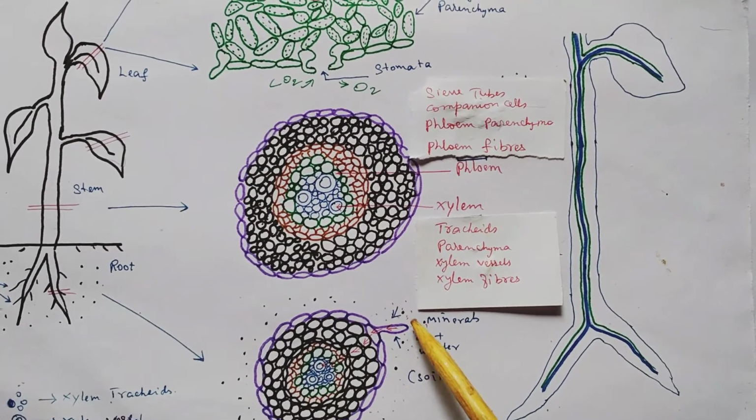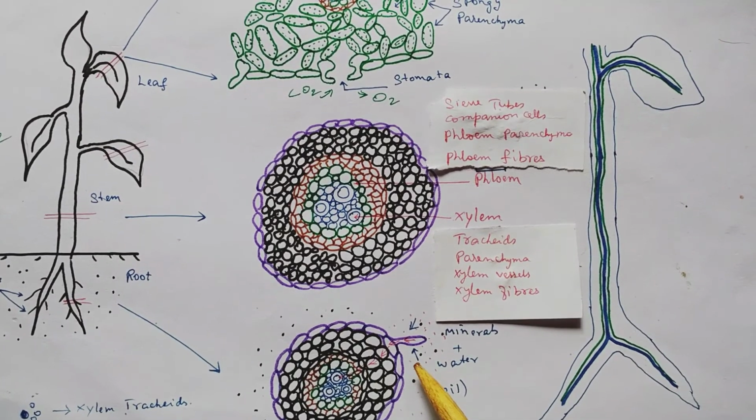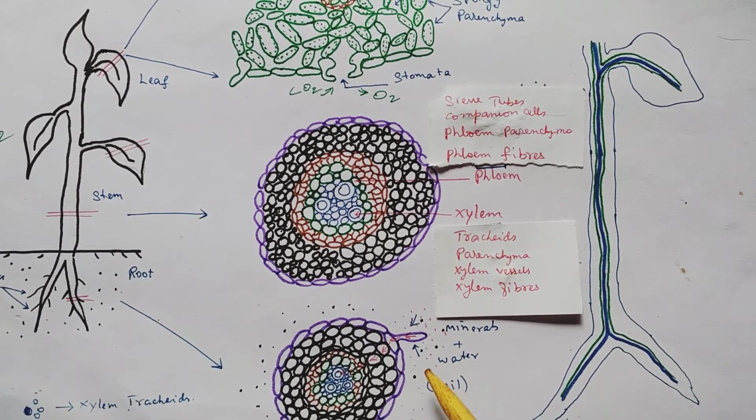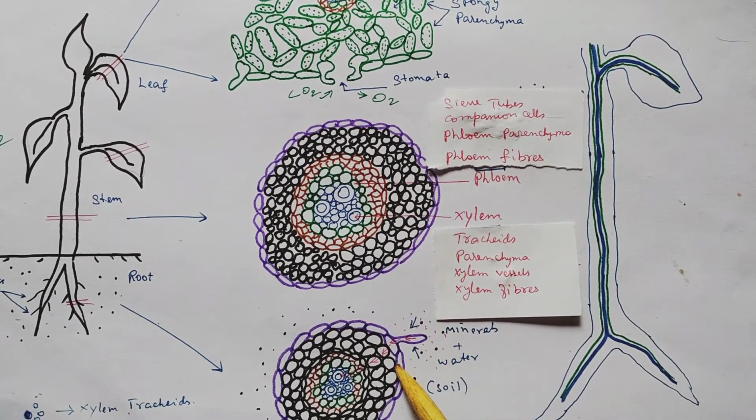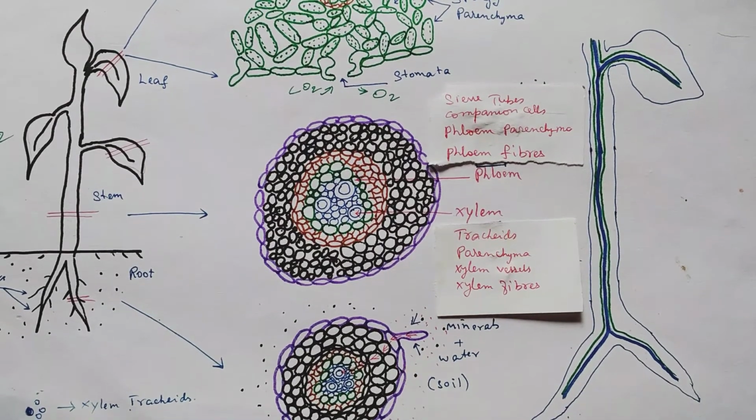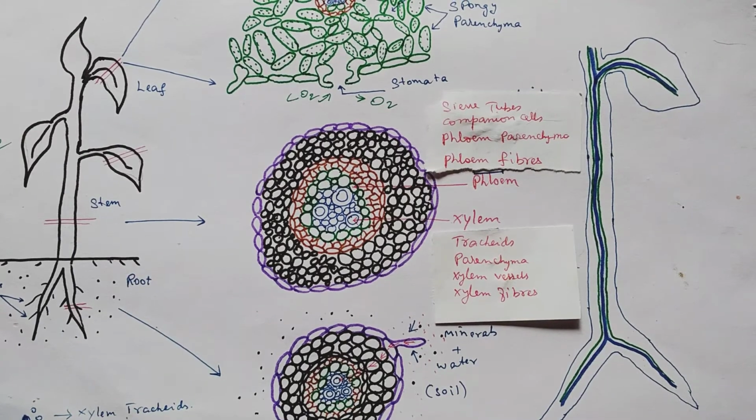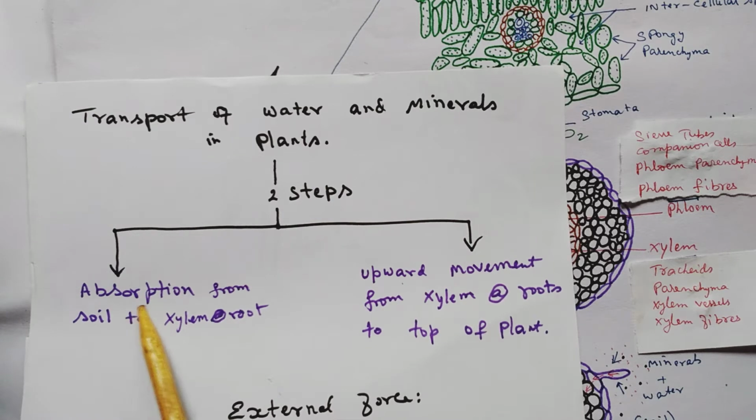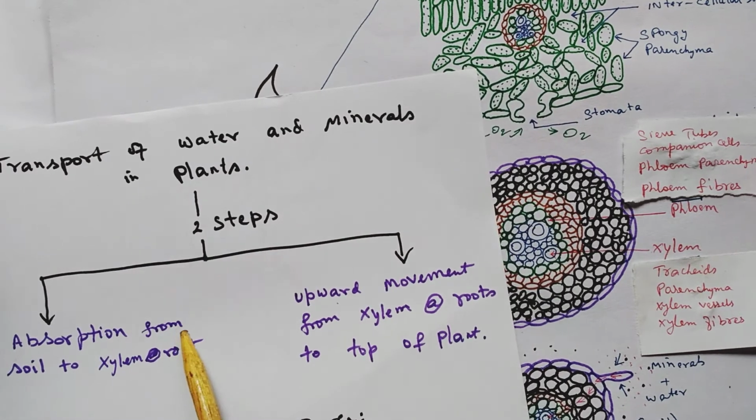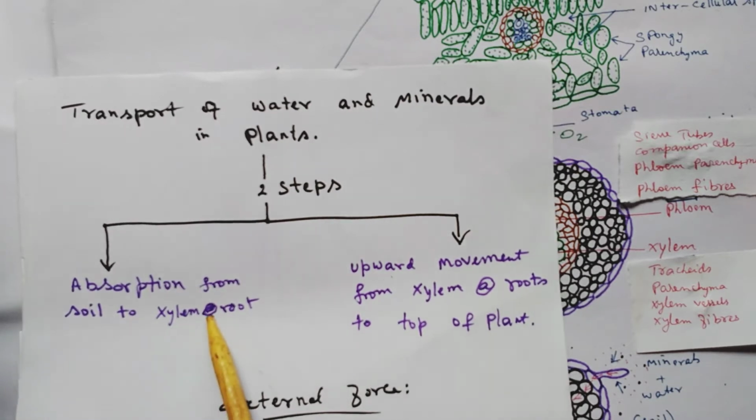As you can see here, these are the dots present outside the root. They are water and mineral particles, and how these water and mineral particles are carried into the root and from the root into different parts of the body. Now let's see. Transportation of water and minerals in plants occurs in 2 steps. Step 1, absorption of water and minerals from the soil by the roots.